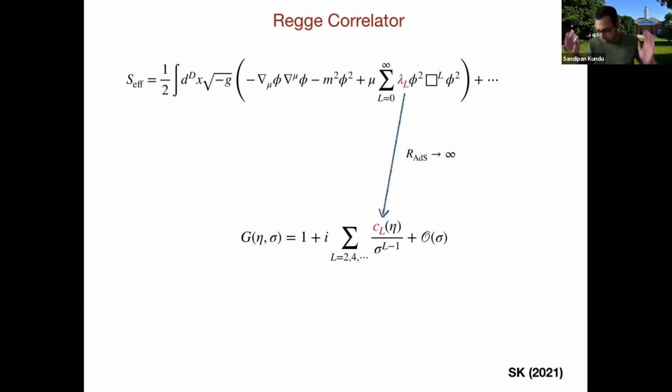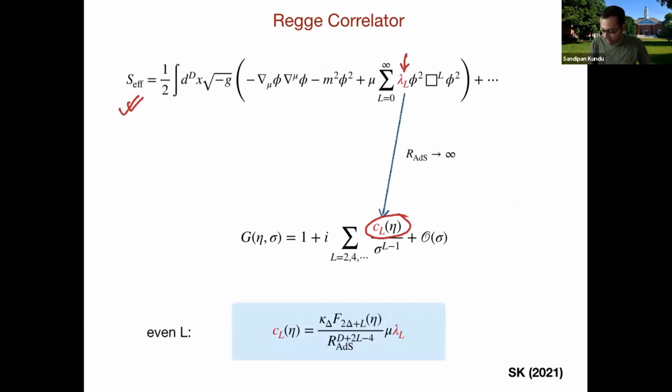And then I can compute these C_L coefficients for this effective action. There is a very nice relationship between the C_L coefficients and the lambda coupling constants. The C_L coefficients are proportional to the lambda_L coupling constants for even L. This part is important: it's proportional to the lambda coefficients only for even L. The actual prefactor is not very important. The important fact is that C_L is proportional to lambda_L.